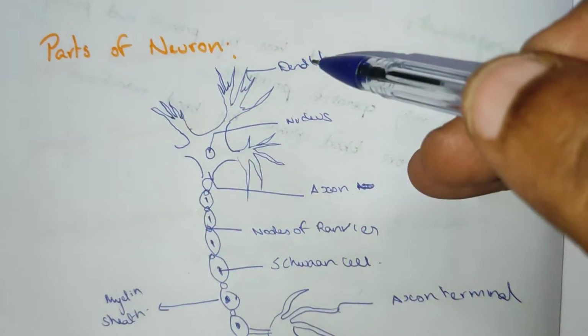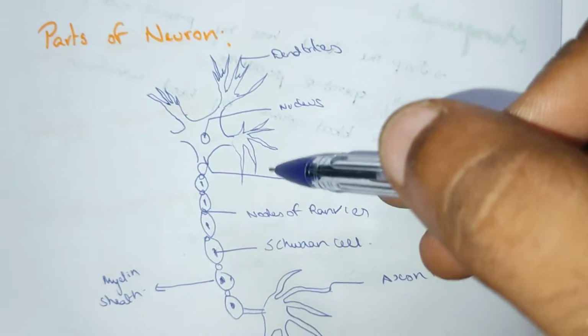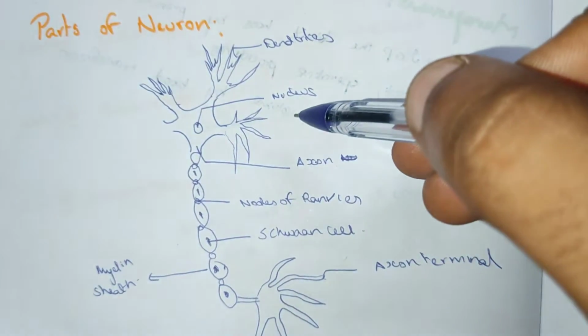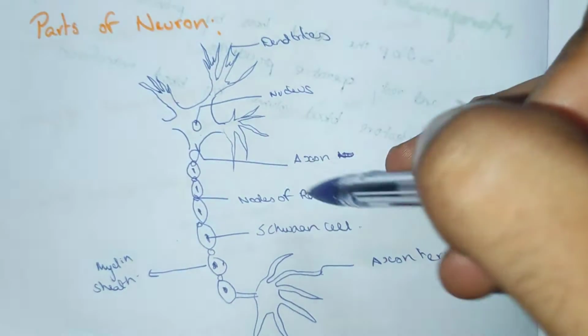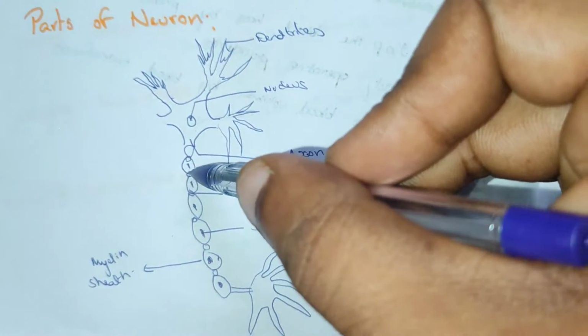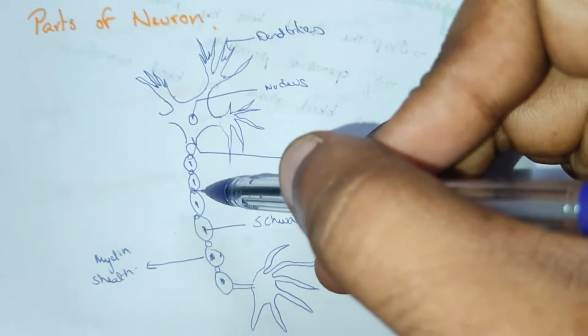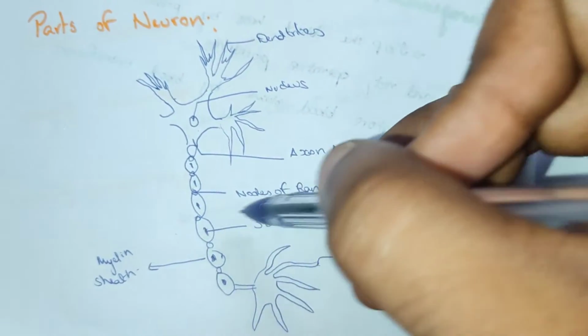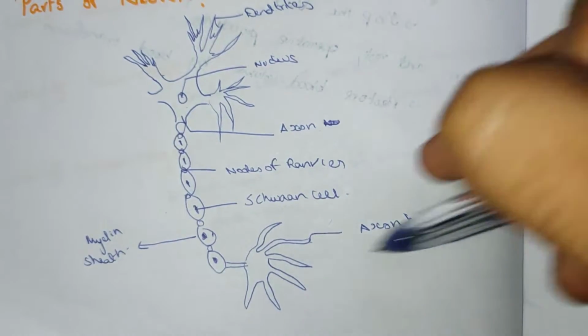Now we will see about the parts of the neuron. This is the neuron structure, and this is the dendrites. These are the important parts. Nucleus, and this is the axon. Node of Ranvier, which is present in between the myelin sheath. This is the myelin sheath, and these are the Schwann cells which are present inside it, and this is the axon terminal.